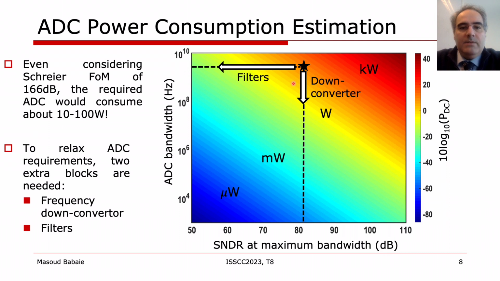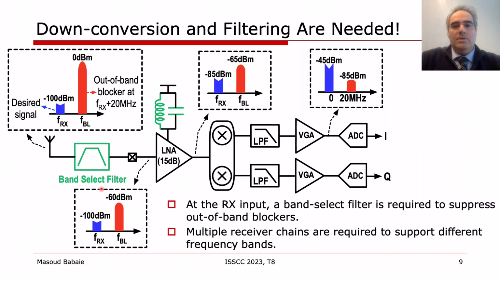In modern receivers, we have to use a frequency down converter to reduce the required ADC speed and employ different filters to decrease the required ADC dynamic range. This slide shows the block diagram of the conventional voltage mode receiver utilizing different filters and frequency down conversion to reduce the ADC's power consumption, dynamic range, and sampling frequency. In this structure, an external band select filter and a narrow band low noise amplifier, or LNA, are employed to prevent large out-of-band blockers from corrupting the desired signal.